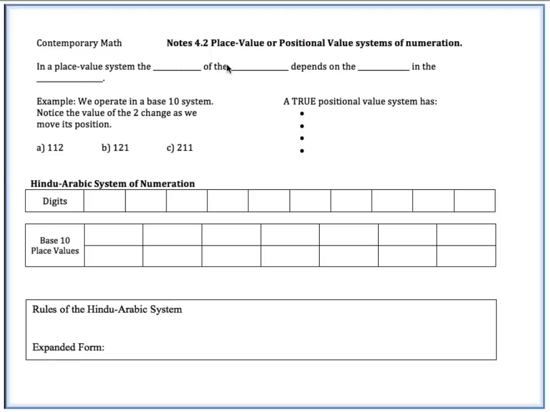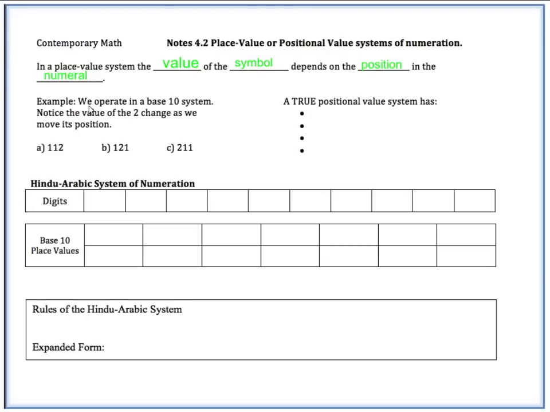Today we're talking about the place value or positional value systems of numeration. And this is actually the same system that we use, so we're just going to breeze through this. In a place value system, the value of the symbol depends on the position in the numeral. So that's why we call it a place value or positional value system.